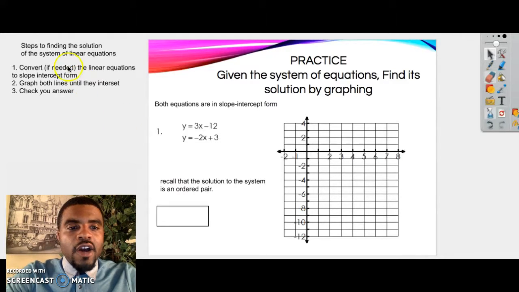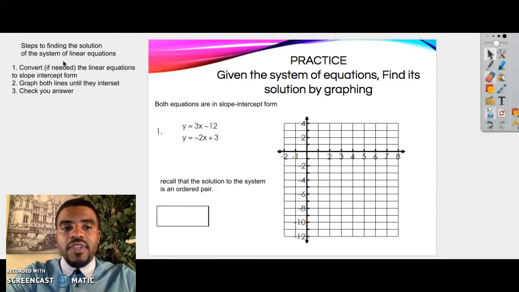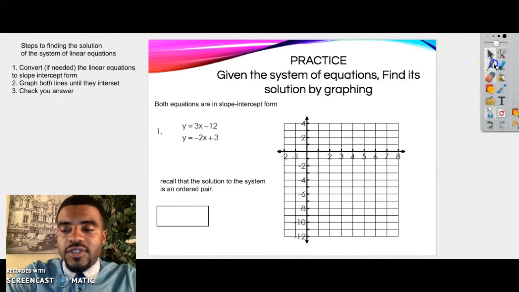So I have the steps listed off on the side. Steps to finding the solution of the system of linear equations. I say convert the equations if needed to slope-intercept form, and in this case, we don't have to do that. Graph both lines until they intersect and then check your answer. So we'll make sure we do all of that, okay? So let's go ahead and graph these equations.